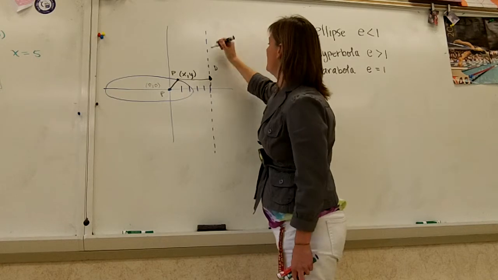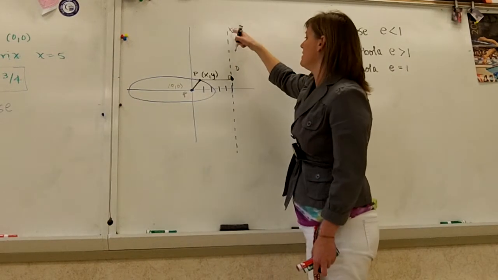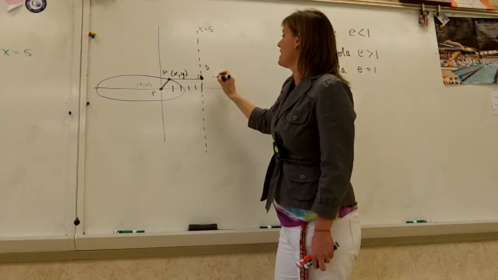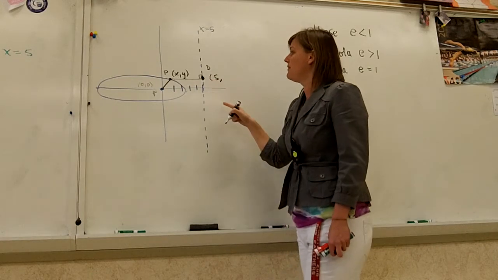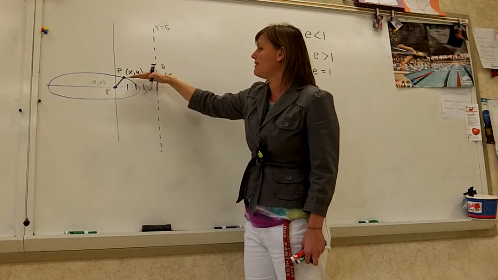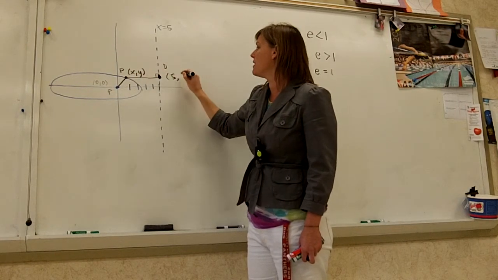Make sure that's straight across because they have to be perpendicular. And now keep in mind that I know that this is on the line x equals 5. So I do know that the x value of this point is 5 because it's on that line x equals 5. And I also know that since this is perpendicular, the heights have to be the same. So this is really the point (5, y).